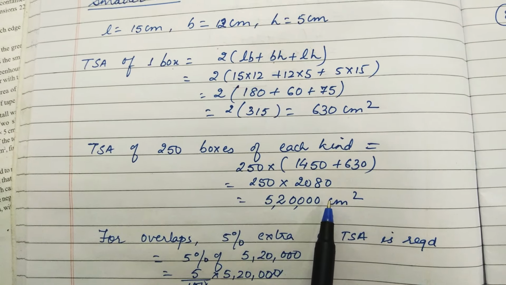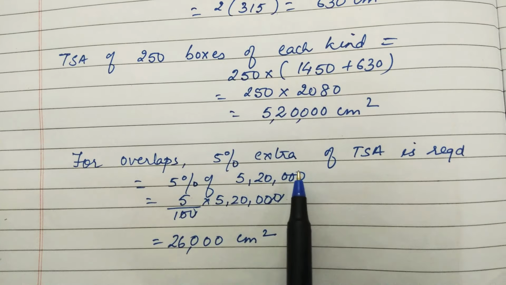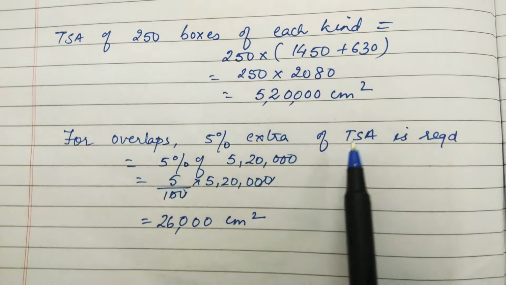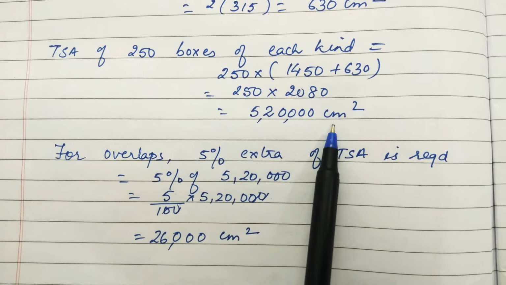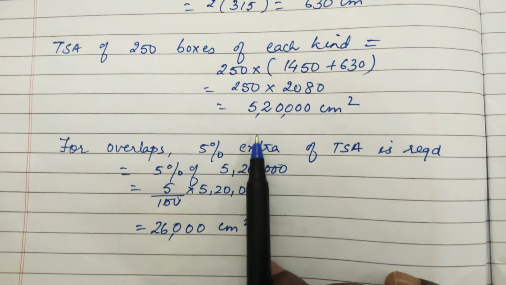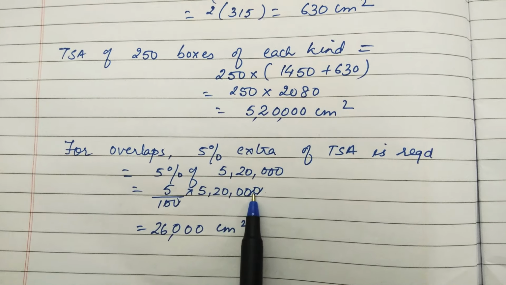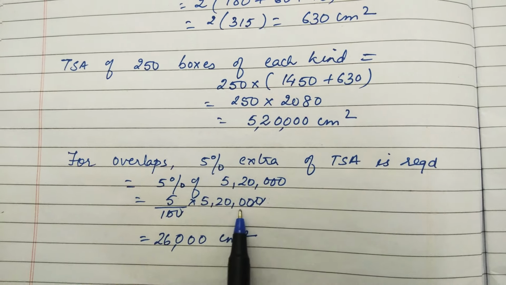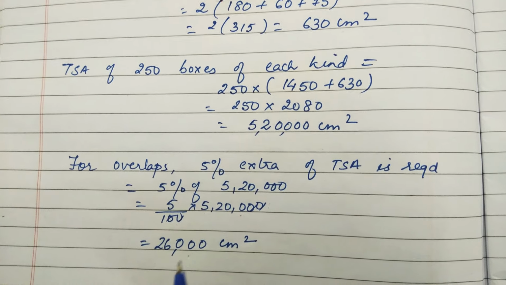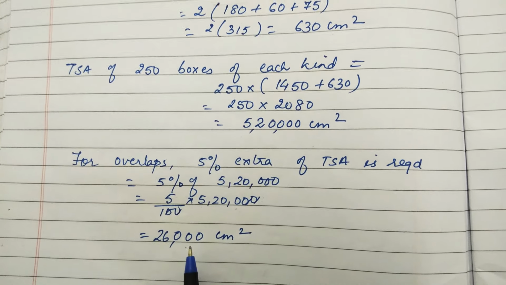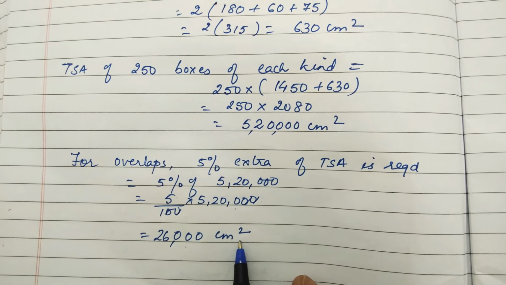Now according to the question, for overlaps 5% extra of total surface area is required. So for overlap, we will find out the 5% of this total. We have found out 5,20,000 centimeter square. So just find out the 5% of 5,20,000. So it will be 5 by 100 into 5,20,000. 0 will get cancelled. Multiply by 5, we will get it as 26,000 centimeter square. Means for total 500 boxes, for overlap 26,000 centimeter square extra cardboard is required.